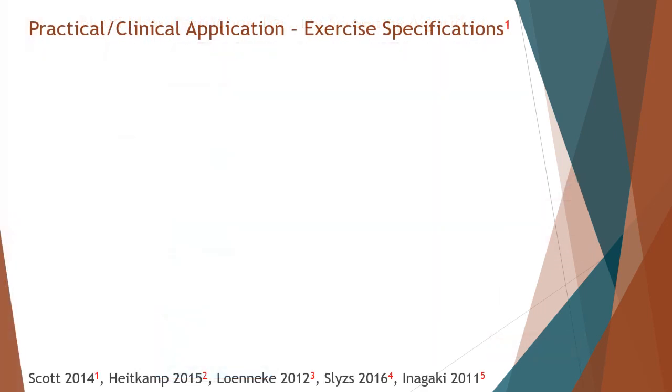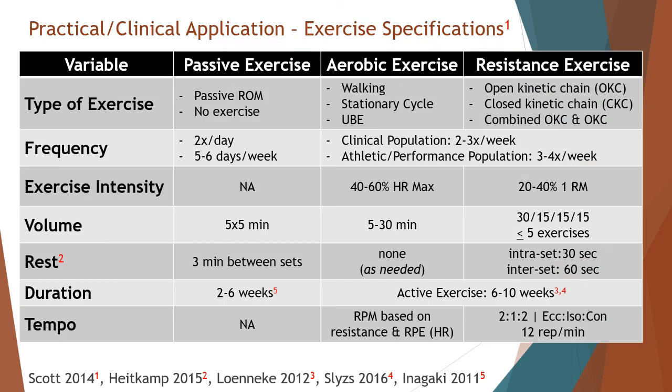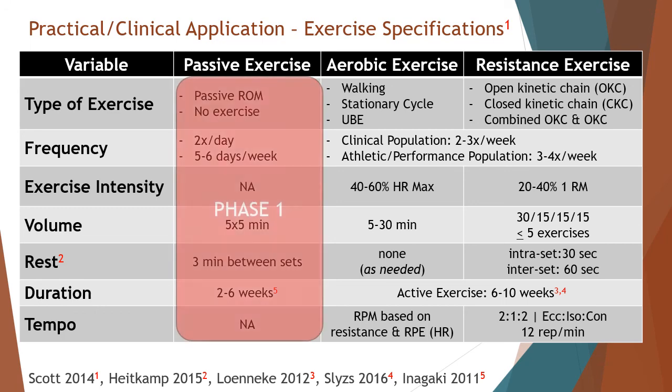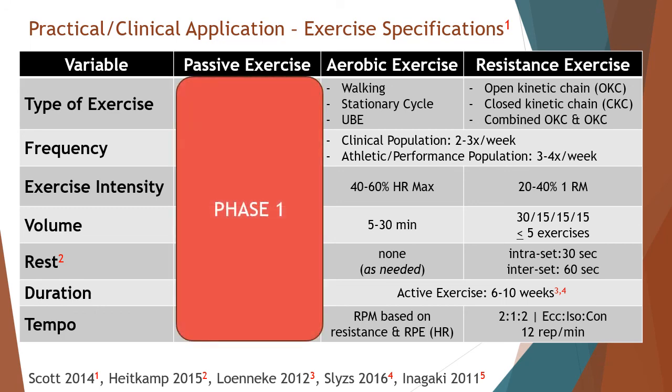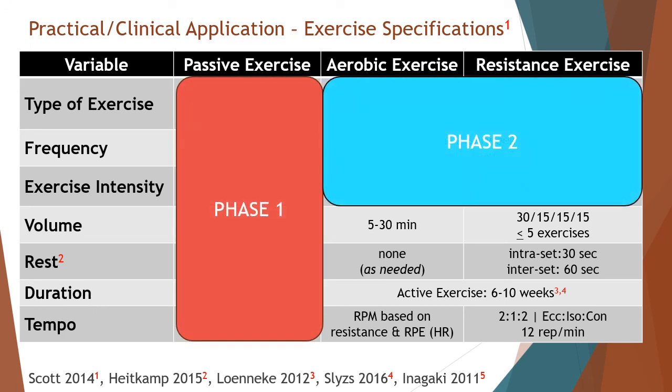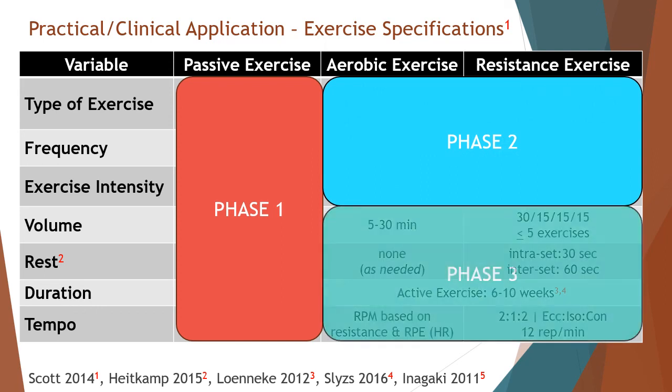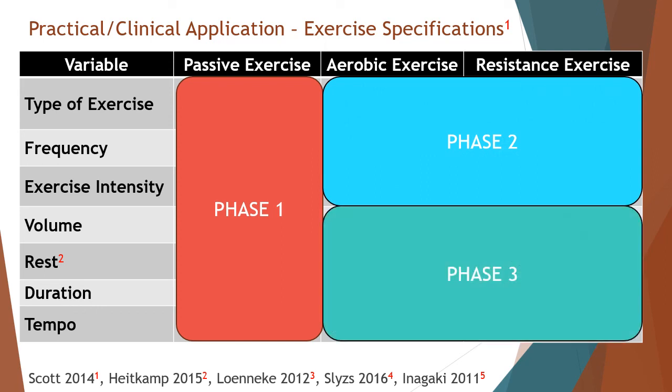Exercise specifications. This is again reference material. It will be in the lab handout. So the passive exercise is phase 1. The aerobic and resistance training is phase 2 and also incorporates phase 3, but with the higher intensity and the higher loads that were applied for both aerobic and resistance exercise respectively.